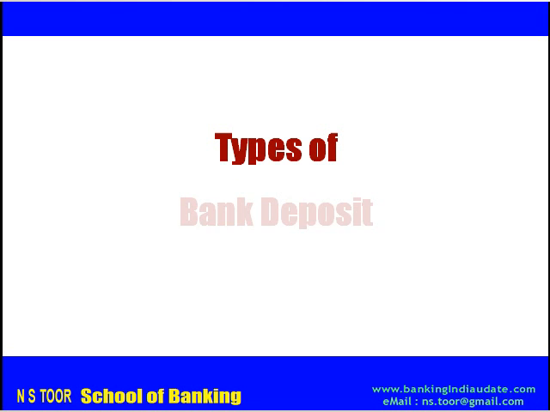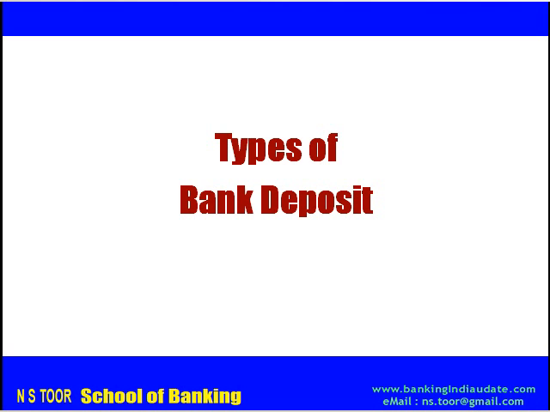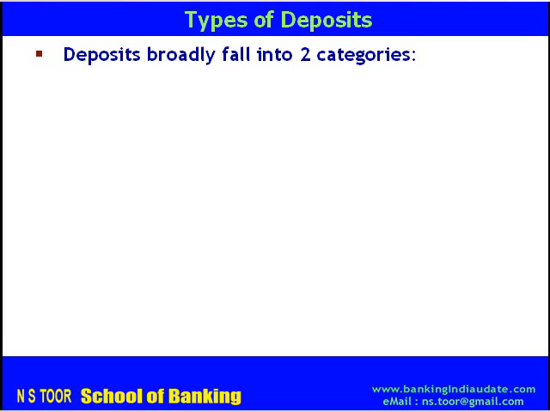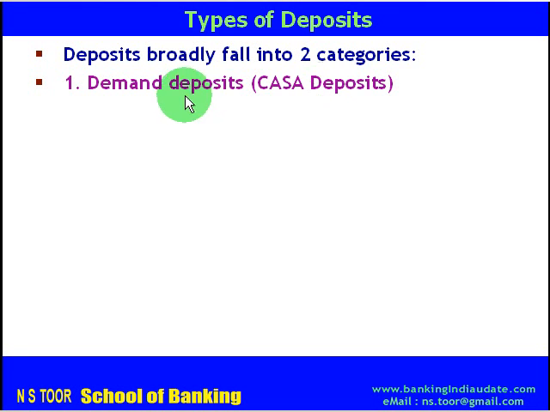Types of deposits in the Indian banking system. In the Indian banking system, the deposits broadly fall into two categories. The first category is called demand deposits and the second category is time deposits. Demand deposits are also known as CASA deposits. CASA stands for current accounts and saving accounts.